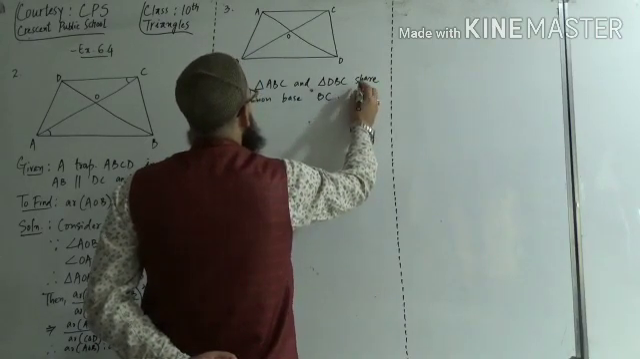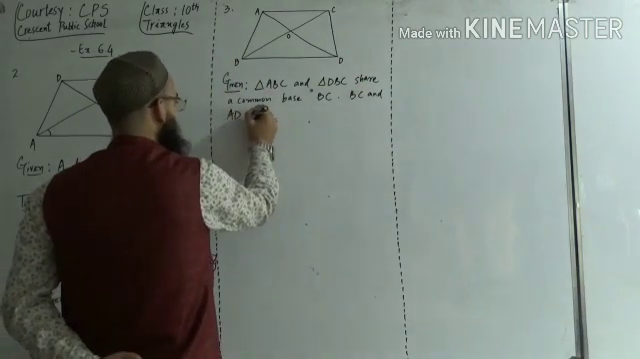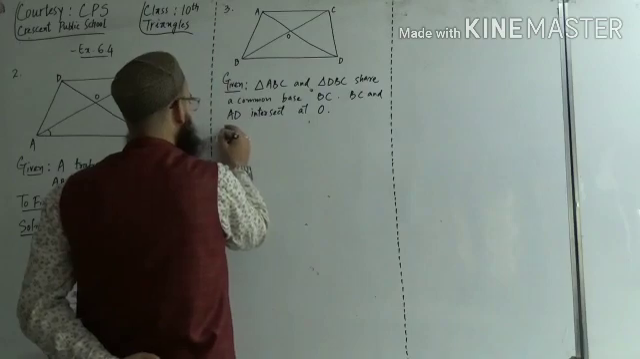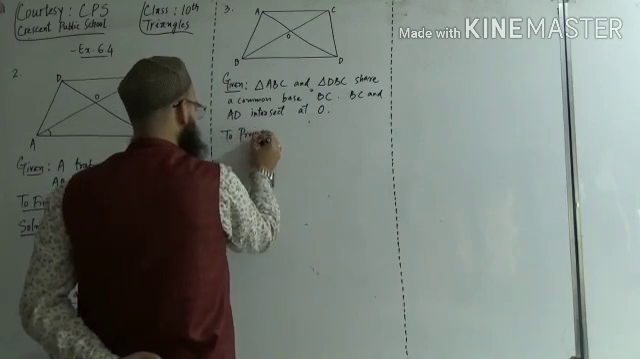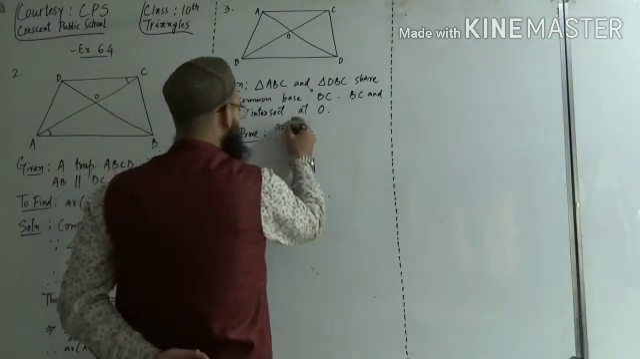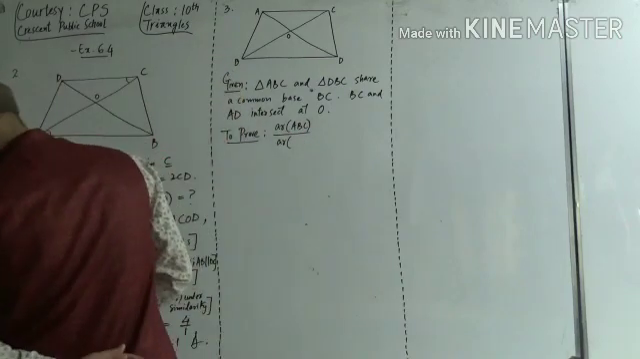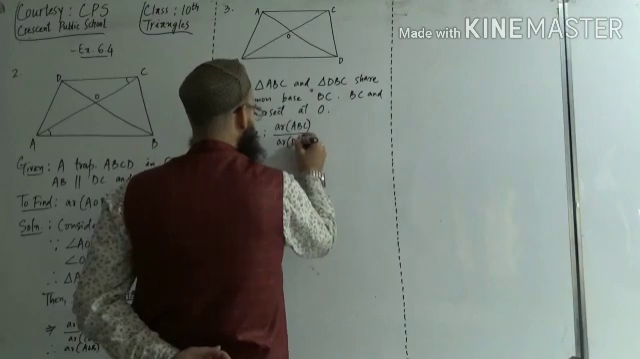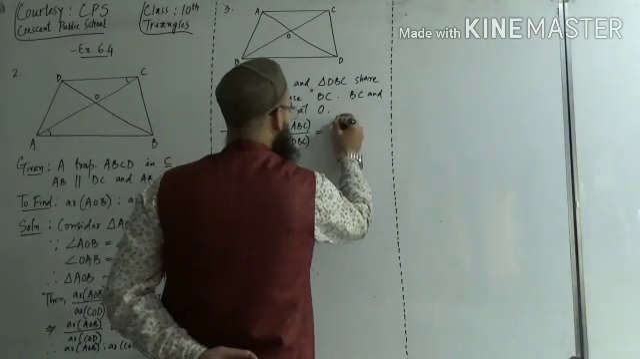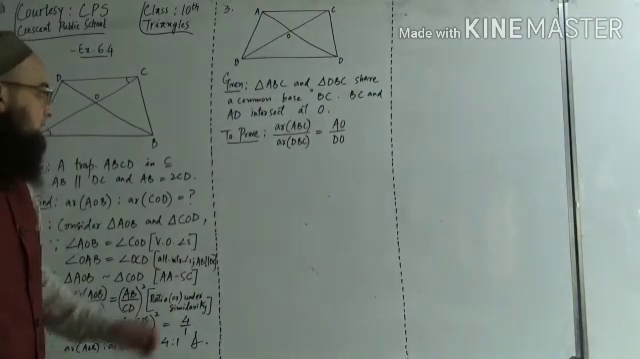Then you can write BC and AD intersect at O. What we are going to do? We are going to show area of ABC divided by area of DBC is equal to AO by DO. This is what we need to prove.